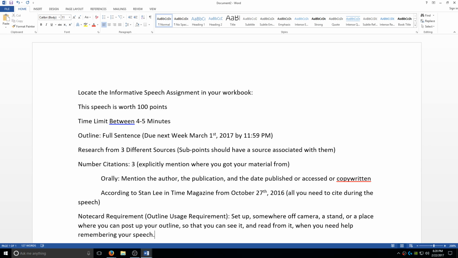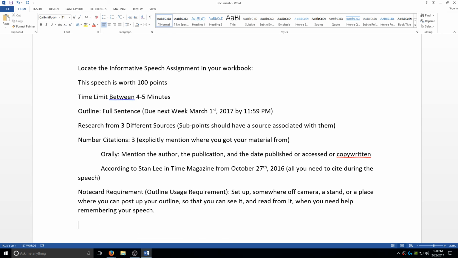Some people were recording in their dorms, or from an office where they had a particle board on the wall, so you could pin it to the particle board and set up your camera such that you cannot see the particle board, but the person has a field of view so they can reference the outline, or anything kind of like that. All right, so that's your note card requirement.